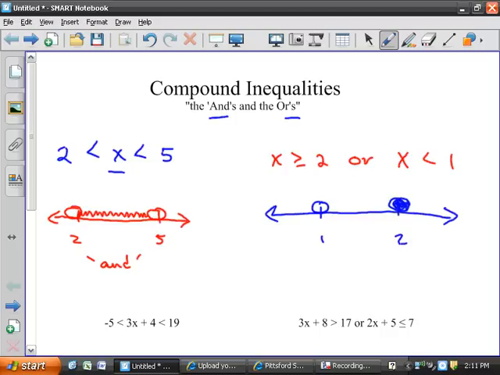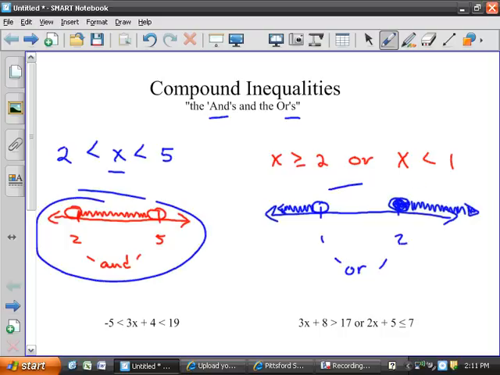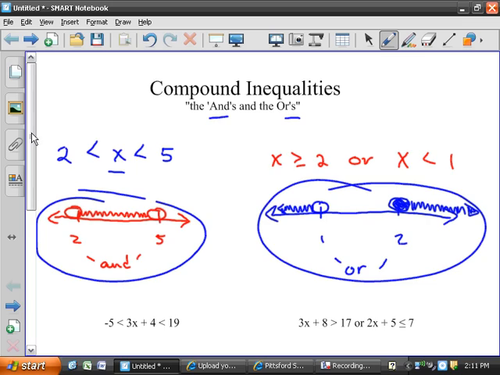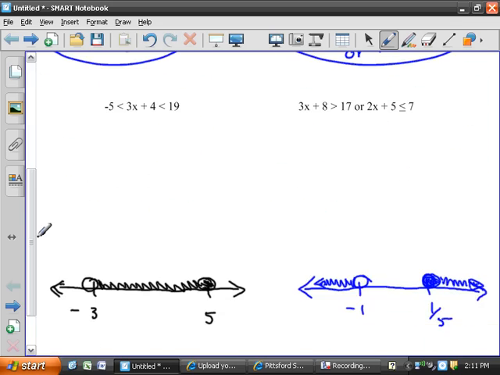Now, if I want to start shading, all the x's less than 1 exist to the left of 1, and all the x's greater than or equal to 2 exist either on 2 or to its right. So, in the red over here, I have an and inequality, and in the blue over here, I have an or compound inequality. Now, let's look at solving some of these algebraically.